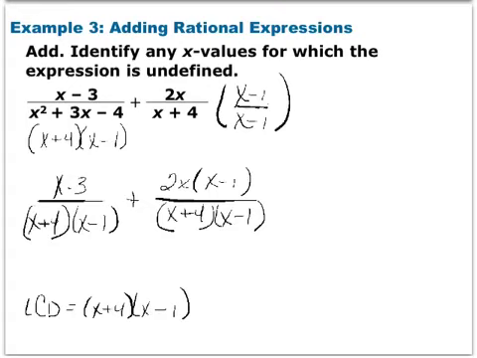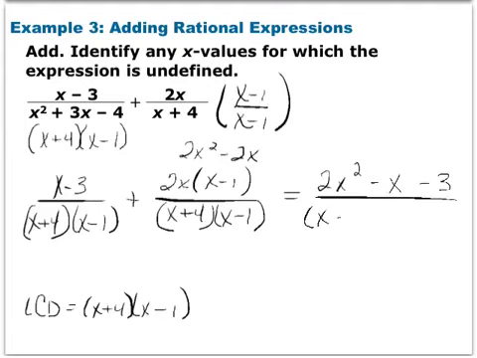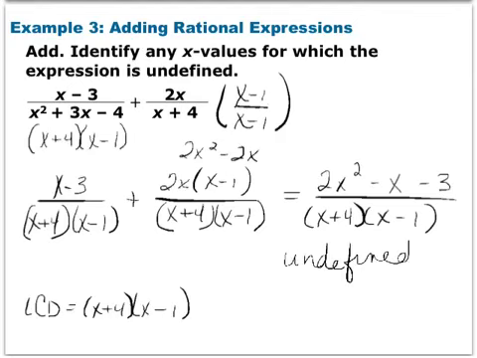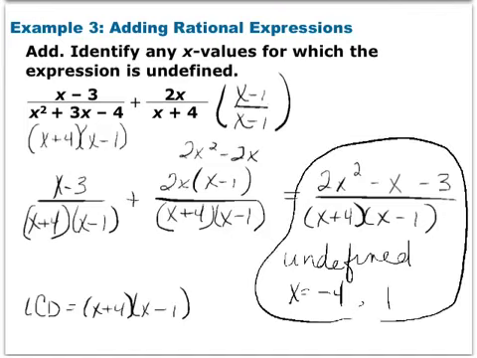Continuing on, collect like terms. This right here is going to be 2x squared minus 2x, which will help us collect like terms. I have 2x squared, a minus 2x and a positive x. That gives me a minus x, and a minus 3 over x plus 4, x minus 1. And we are undefined at x equals -4 and 1. And that's our answer.